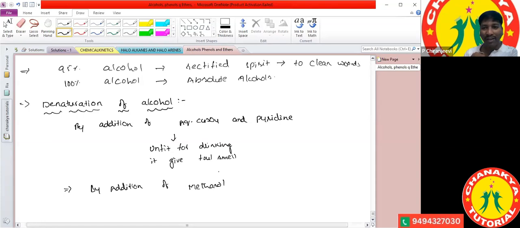So now you got the clarity until here. What is meant by the denaturation of alcohol? The alcohol used for drinking purposes, we are making unfit for drinking. How? By addition of an aqueous solution of copper sulfate and pyridine, or we can add methanol. If you add methanol, it is not suitable for the drinking process. Now we got the clarity.